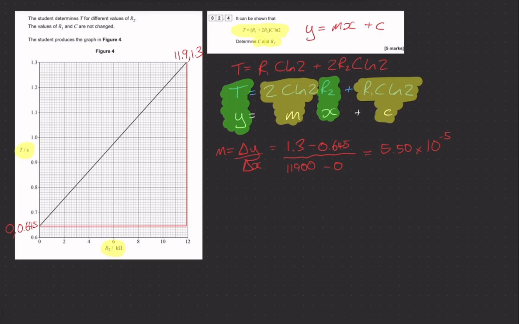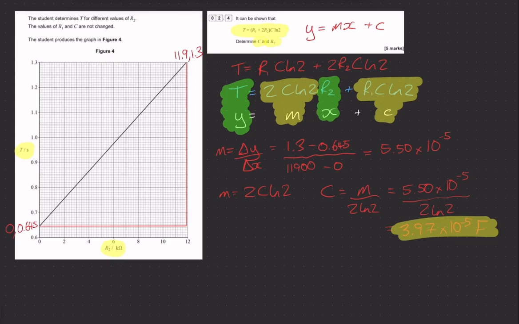Now we know that the gradient m is equal to 2c log 2, so we can rearrange that to get c, the capacitance, is equal to the gradient divided by 2 log 2. Which gives us a value of 3.97 times 10 to the minus 5 farads. So partway there now, that's our capacitance sorted.